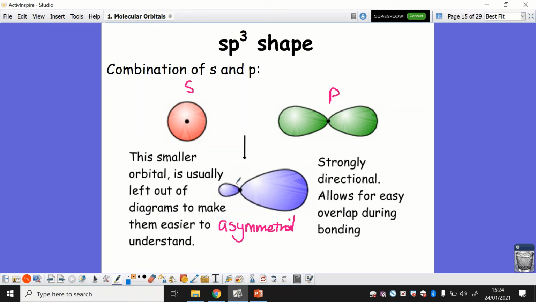The shape of this little lobe of the sp3 orbital is not terribly important, so you might see it sometimes just drawn like that as a single lobe. It's strongly directional, which means all the electrons are really over here, so that it allows for easy overlap when it's taking part in bonding.